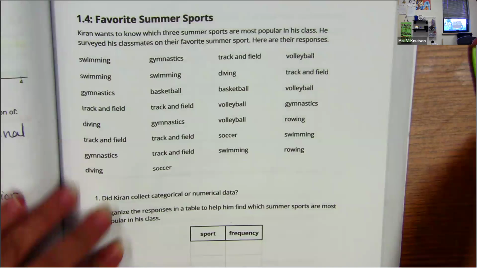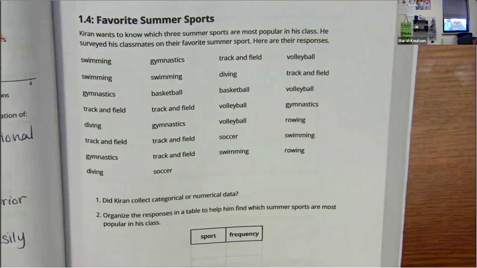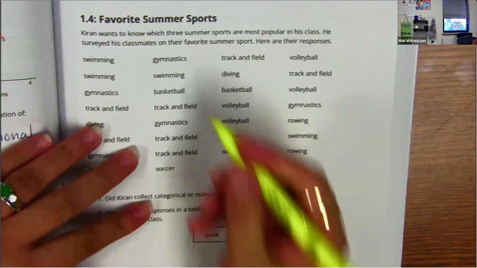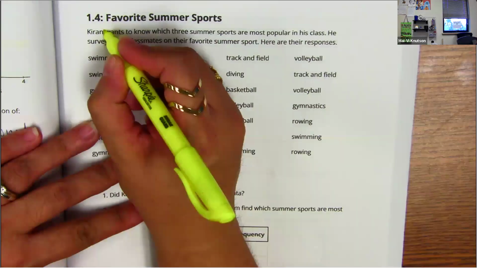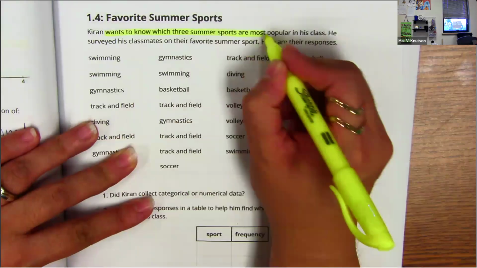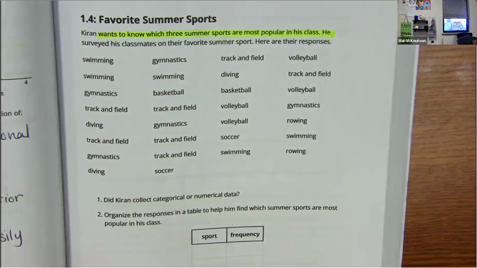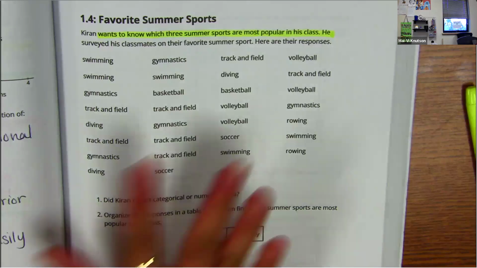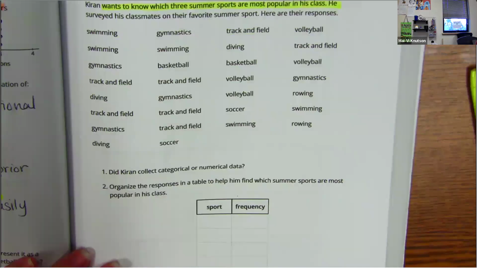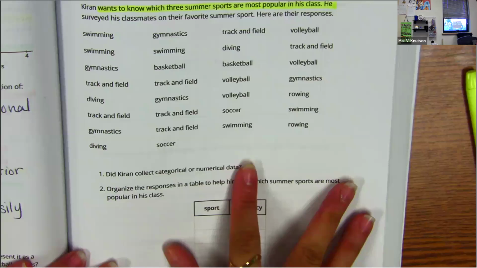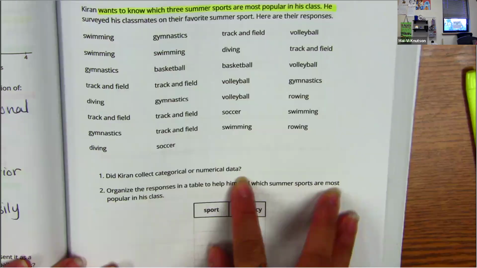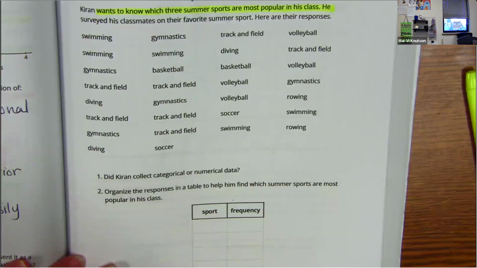Okay, so favorite summer sports. Kieran wants to know which three summer sports are most popular in his class. He surveyed his classmates on their favorite summer sport. Here are their responses. So we're going to have to organize that data. So this is normally how data comes to you. It's like a list. And then you have to go back in and organize the data to actually see what's going on.